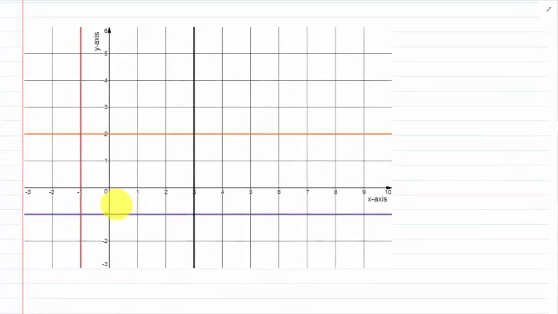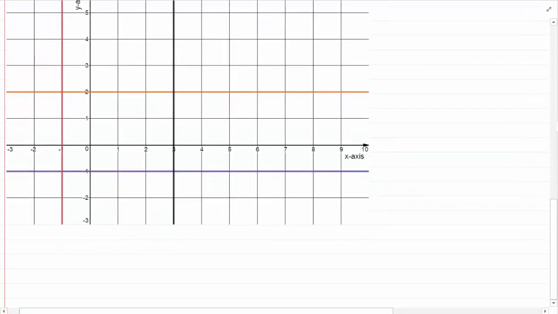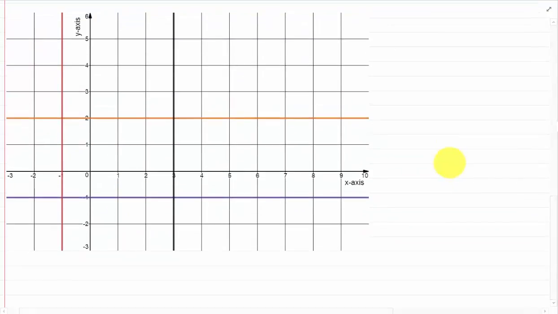So here are some examples. I've got 4 functions here, and I want to identify what they are. So let's go through them. First of all, the horizontal lines. I have an orange function here, and you can see that that crosses the y-axis at 2. So this is the function y equals 2. Remember, the horizontal lines are y equals lines. I have a purple line down here, and this crosses the y-axis at -1. So this is the function y equals -1.